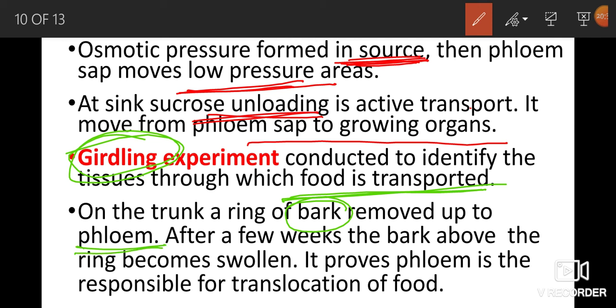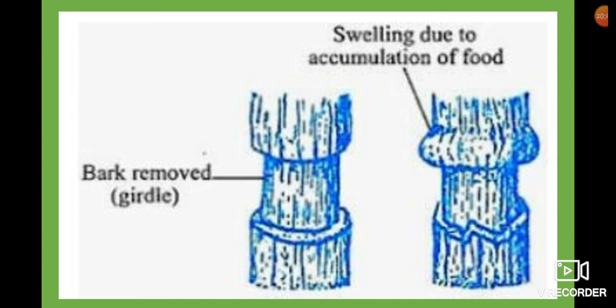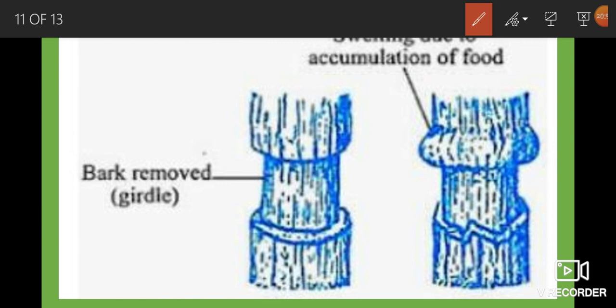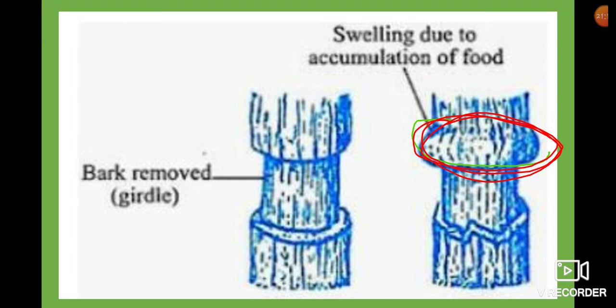After a few weeks, the bark above the ring becomes swollen. It proves food materials are transported from leaves to the root side, that is, in a downward direction. In the ring area there is no continuity of phloem, so food materials are stored above the ring, and it shows swelling because of accumulation of food materials.